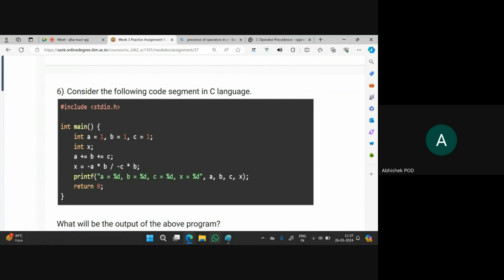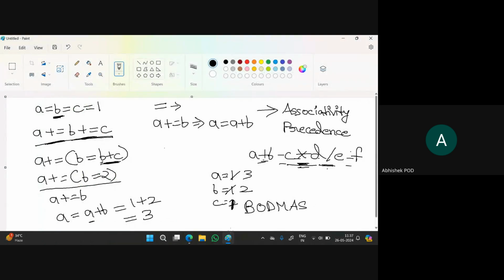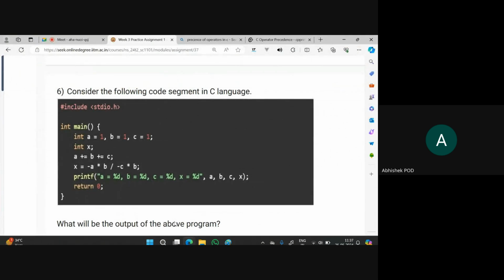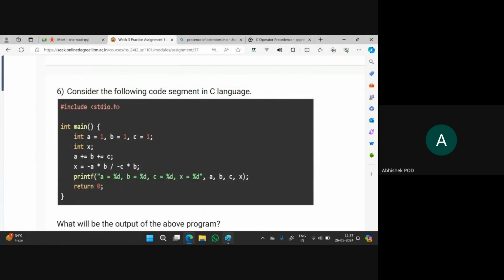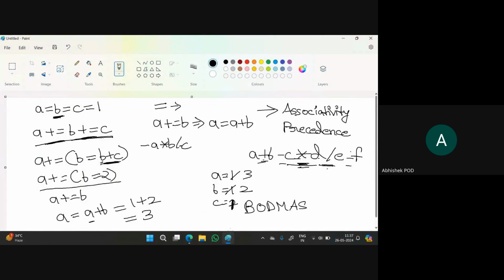Let me write it here. Minus a multiply b divide c minus c and multiply b. Let me just write down these values.